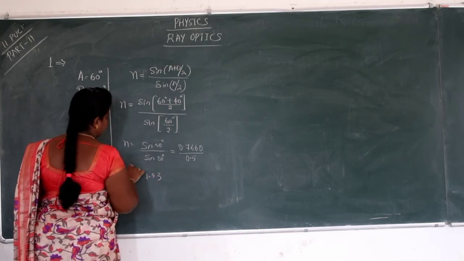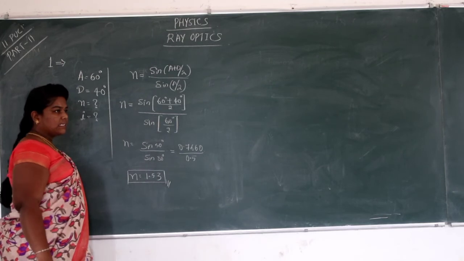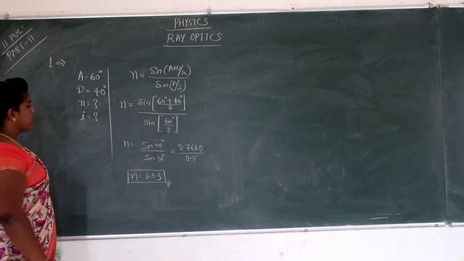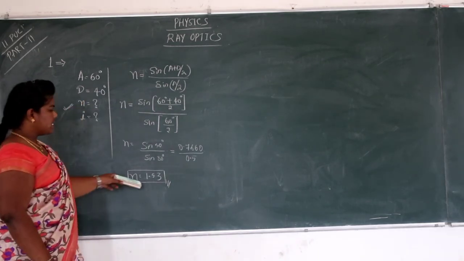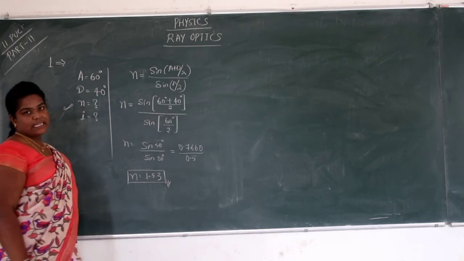Use your calculator and divide it, you will get 1.53. So we finally calculated the refractive index of the prism. n is equal to 1.53. Then what is the angle of incidence?